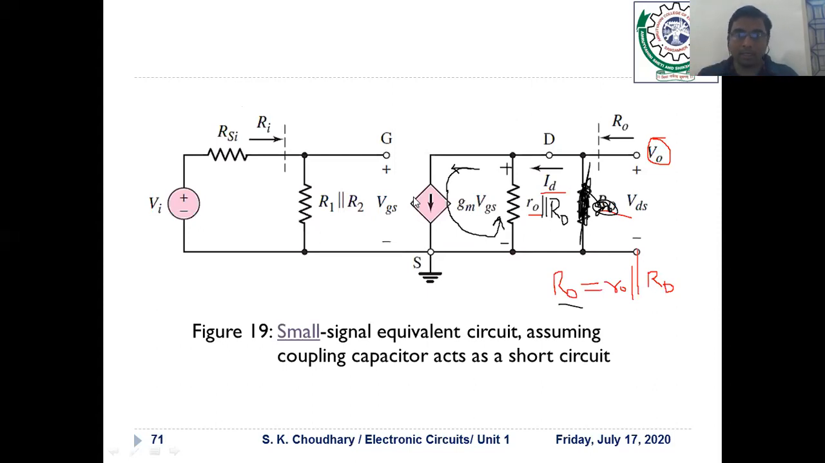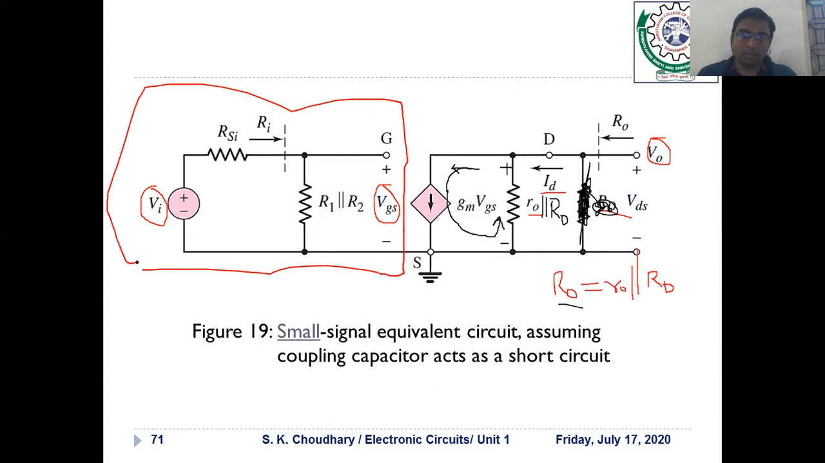If you see here, in this case, VGS is what? This is your VGS, and this is smaller as compared to this Vi. This is the larger voltage as compared to this. Now, if you see this structure from this end to this end, what do you have to imagine?